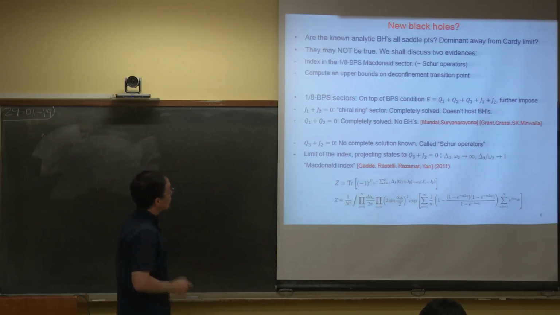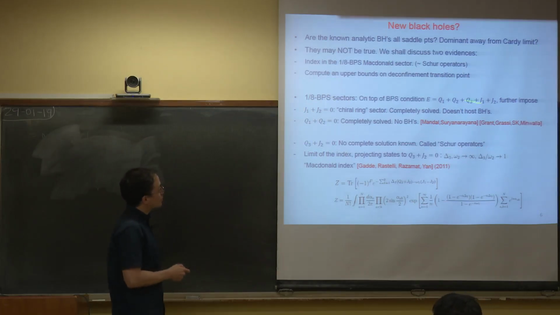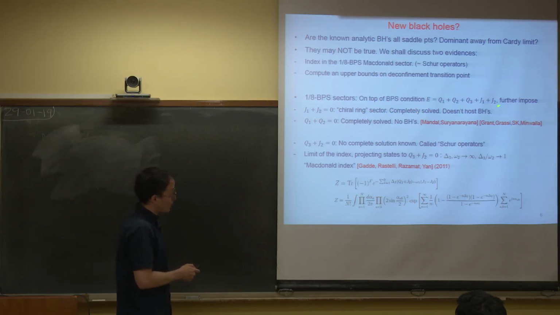So, there turned out to be 3 inequivalent 1/8 BPS sectors, which I decided to explain just for completeness. On top of this condition, if you impose the condition that the summation of the 2 angular momenta becomes 0, this defines the famous chiral ring sector. This sector is completely solved, and the spectrum is not rich enough to host black holes. Okay?